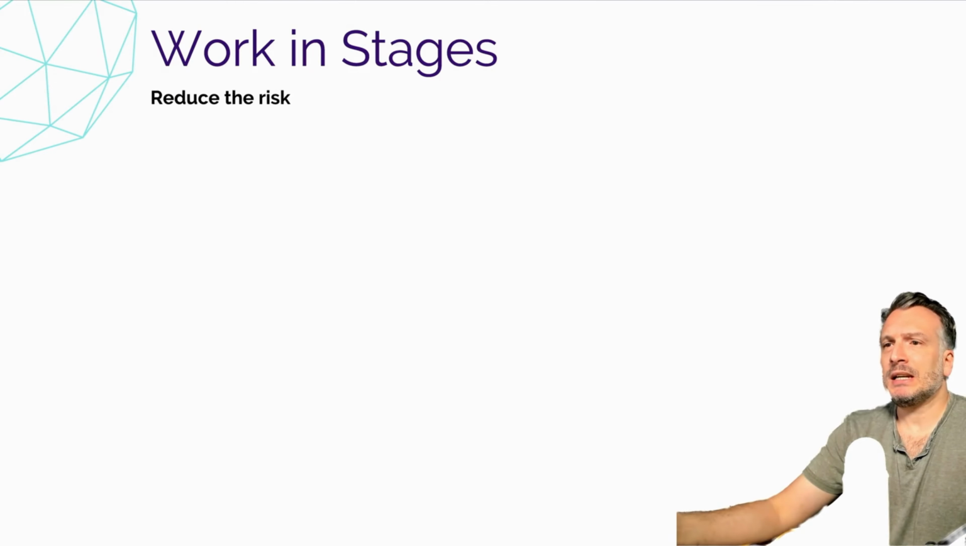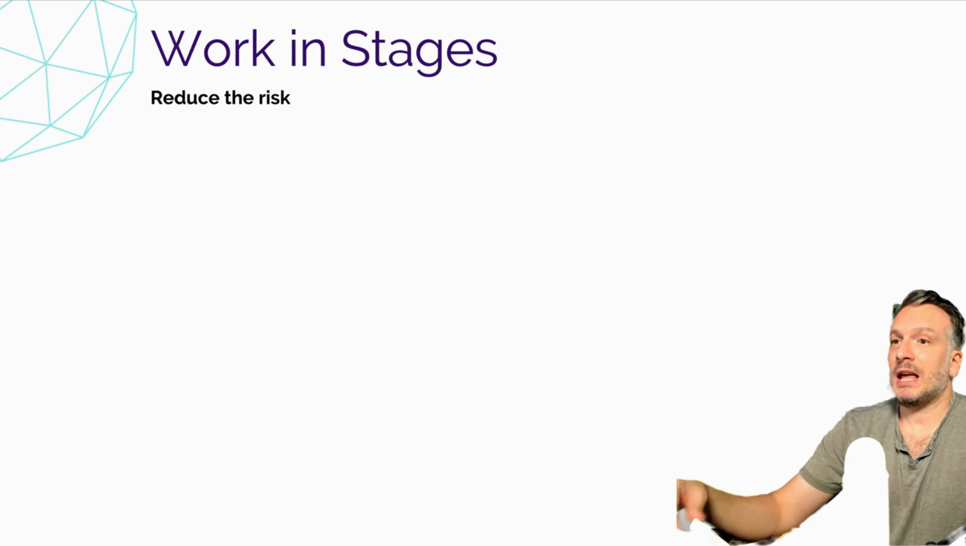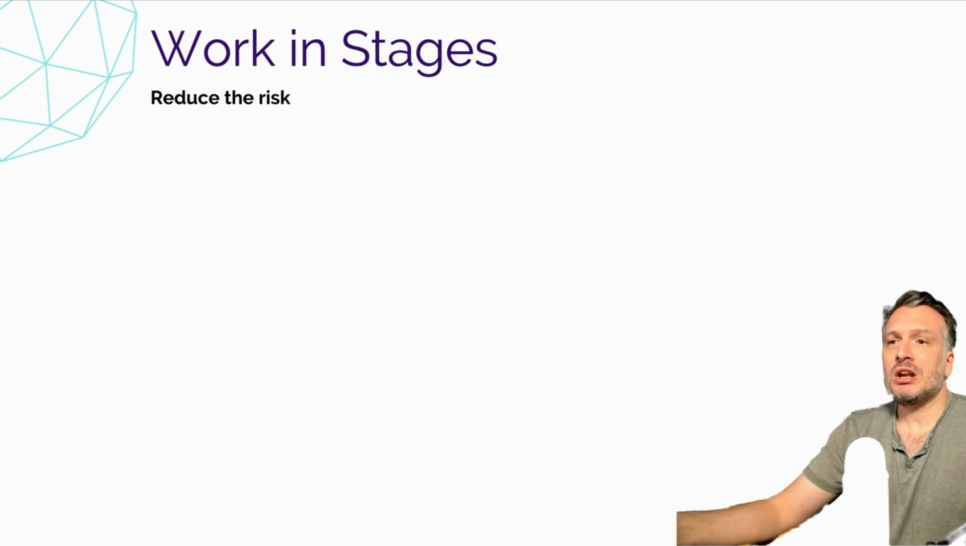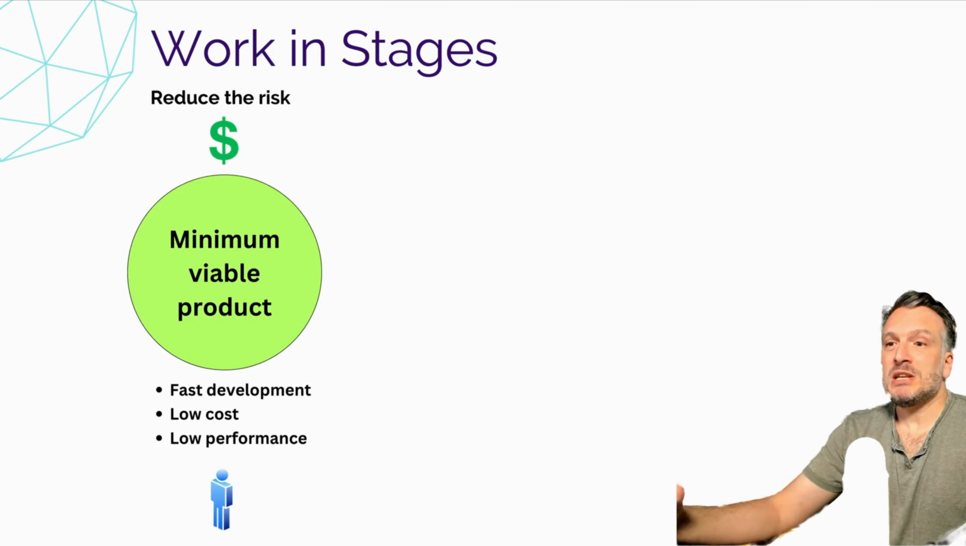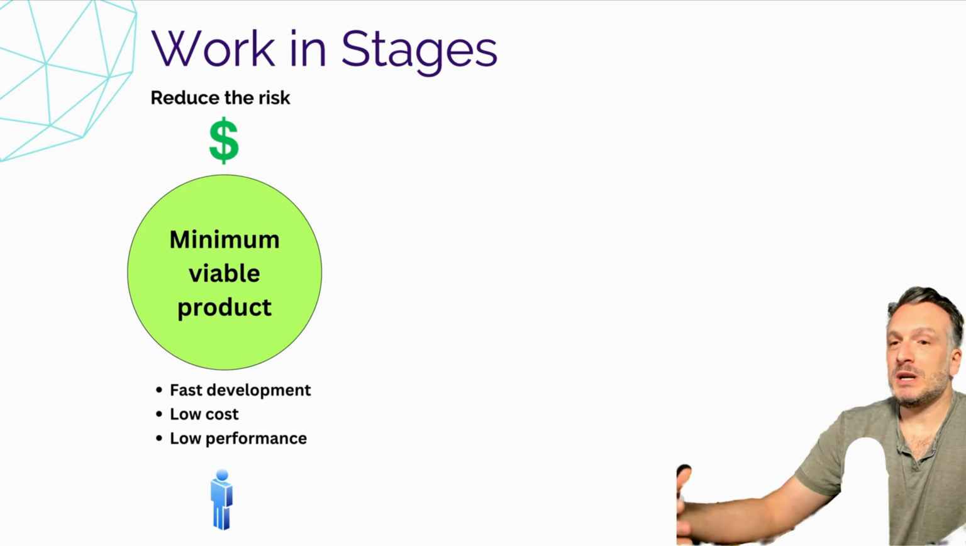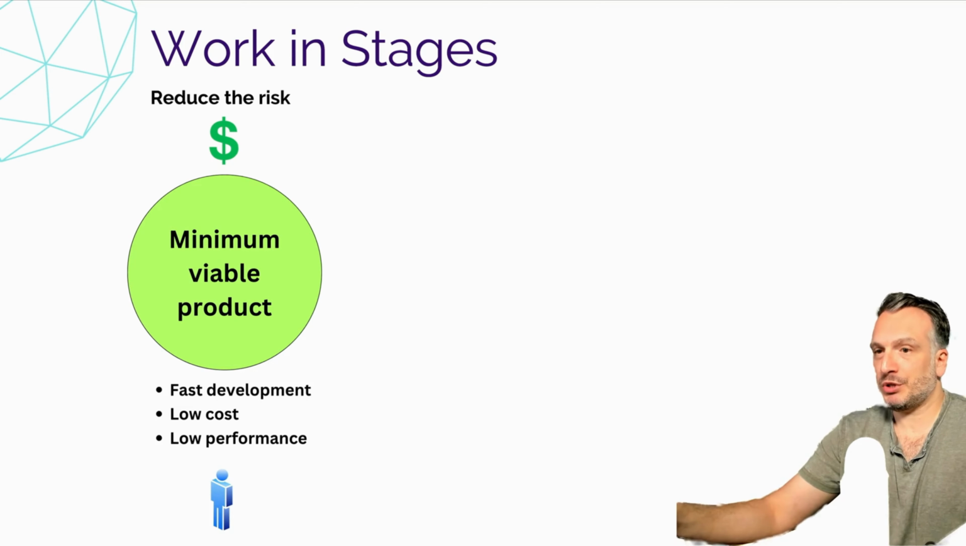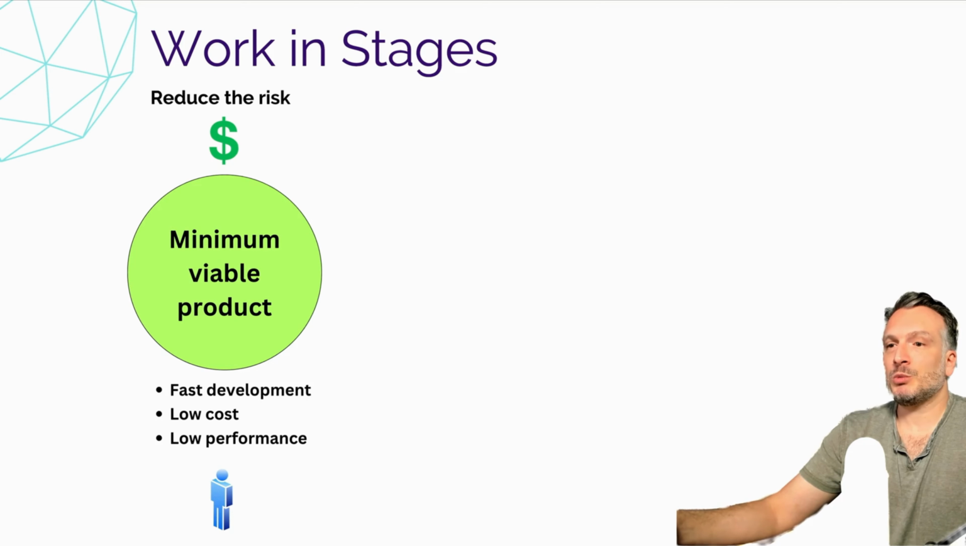In machine learning, like any software development, it is important to work in stages. This helps reduce the risk. Machine learning projects can be broken down into 3 stages. The minimum viable product, MVP, where we have a fast development cycle, everything is low cost, but the performance will be low. This is really to assess the viability of the project. Typically, this is done with 1 or 2 people so that we can minimize the cost.